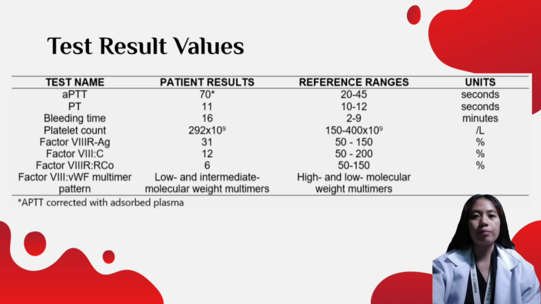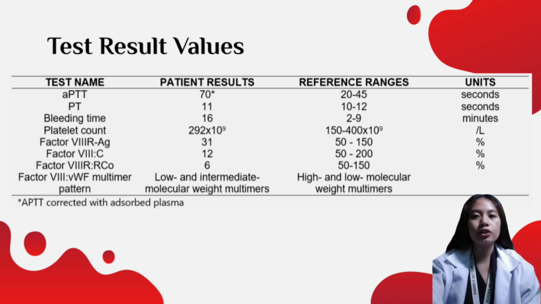The low factor VIII antigen level of 31% suggests a reduced amount of von Willebrand factor in the blood. This can lead to impaired platelet adhesion and factor VIII stabilization. Similarly, the low factor VIII activity level of 12% signifies a deficiency or dysfunction of factor VIII, which is crucial for the proper clotting.